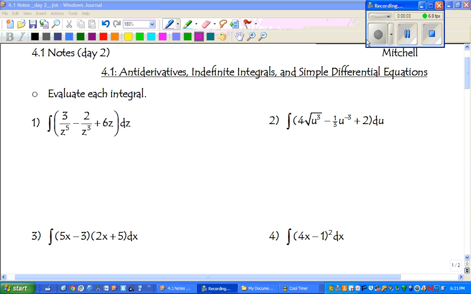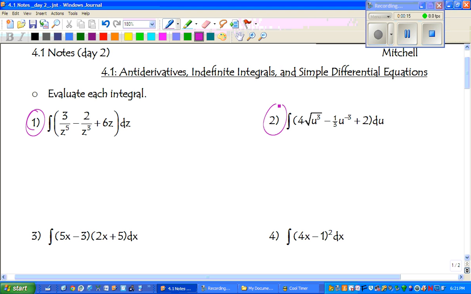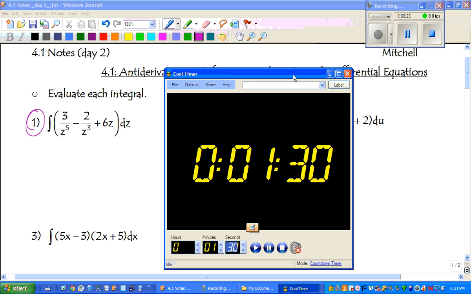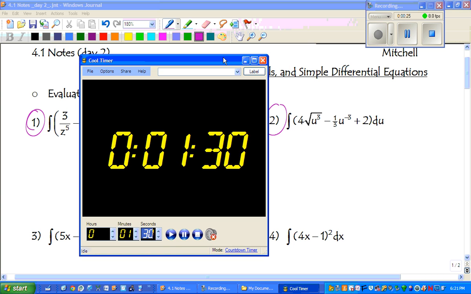All right, today we are building on what we did yesterday, getting a little more practice with antiderivatives. So what I'd like you to do is go ahead and try problems 1 and 2 on your own at your seats now. These are similar to ones we did in notes yesterday, and you had similar ones on your homework. So I'd like you to try 1 and 2 and see if you can get those done in the next minute and a half.